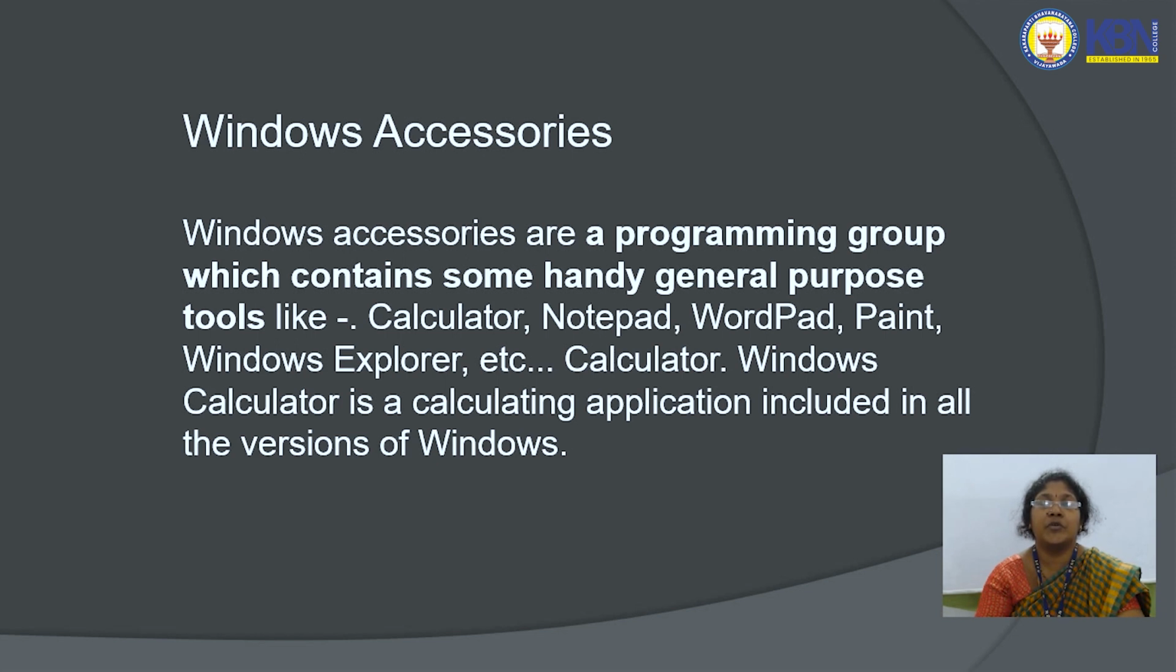By using the Windows operating system, you will get some predefined or loaded accessories. Windows accessories are a program group which contains some handy general purpose tools like Calculator, Notepad, WordPad, Paint, Windows Explorer, etc. The Windows Calculator is a calculating application included in all versions of Windows. So these are only available in Windows accessories. Okay, so Windows can support all these applications.